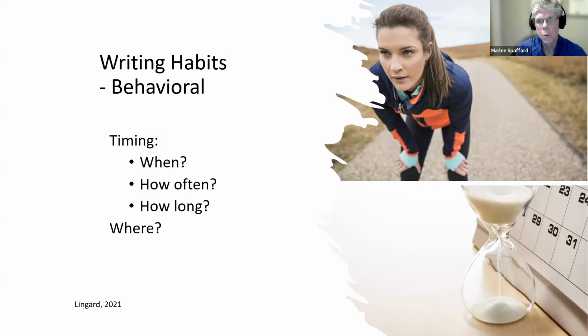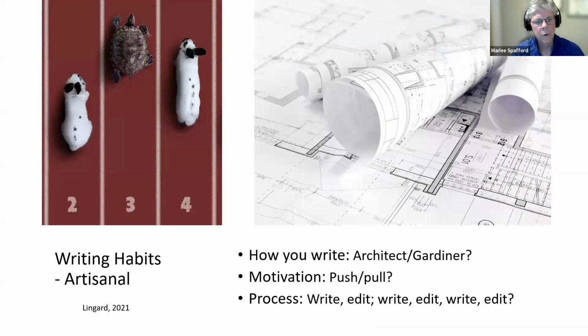Is it at home? Is it at work? Are you in a room with other folk where there's lots going on? Or are you by yourself? So behavioral, as I'm talking about these features, think about what you do on the timing and the where. And then there's other things to think about when you write, but sometimes they're called artisanal features of your writing habits.